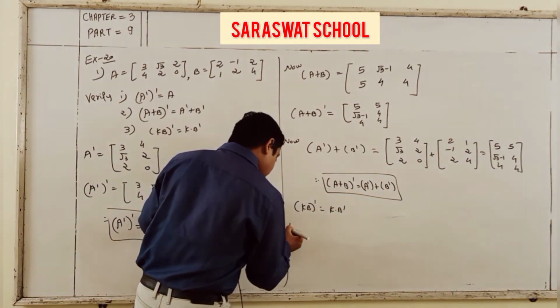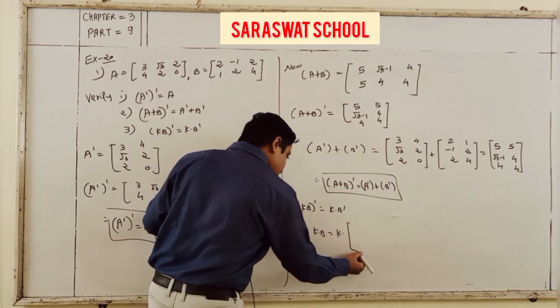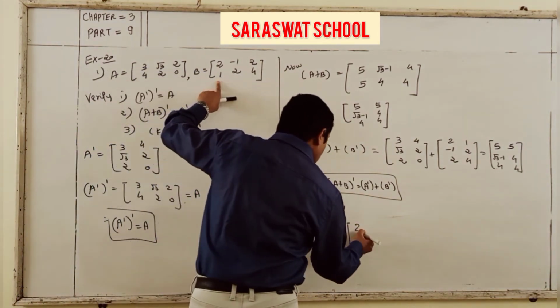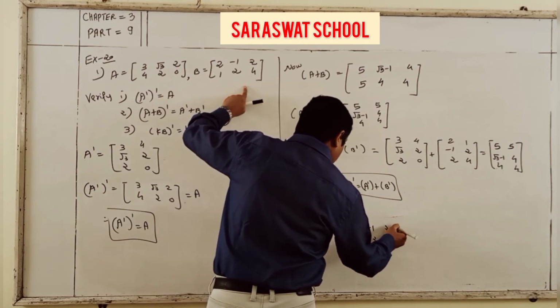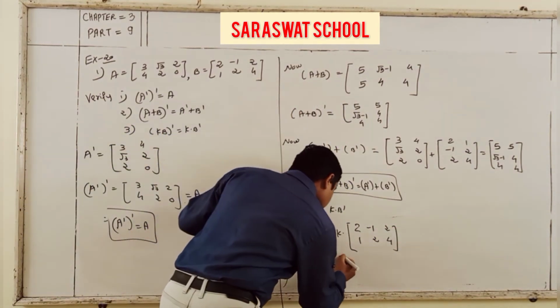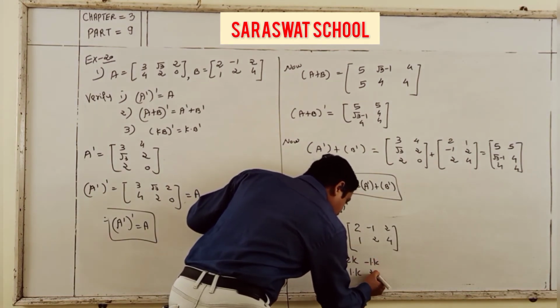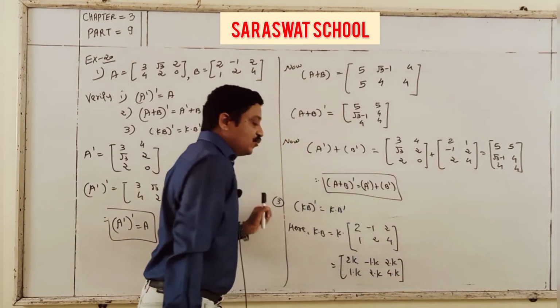And the last property, the third one, I will prove: (KB) whole dash is K B dash. So here K into B, define. What is B? B is your 2 1 minus 1 2 2 4, and K make inside. So here students, 2K, 1K, minus 1K, 2K, 2K and 4K.